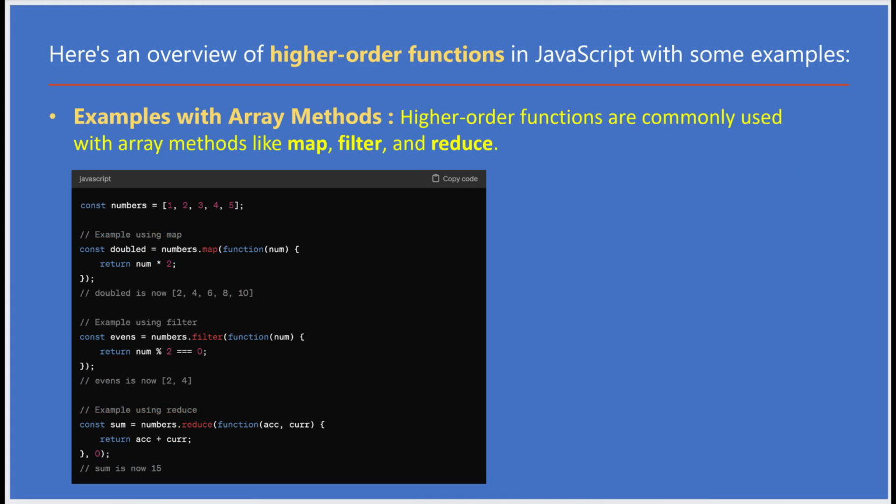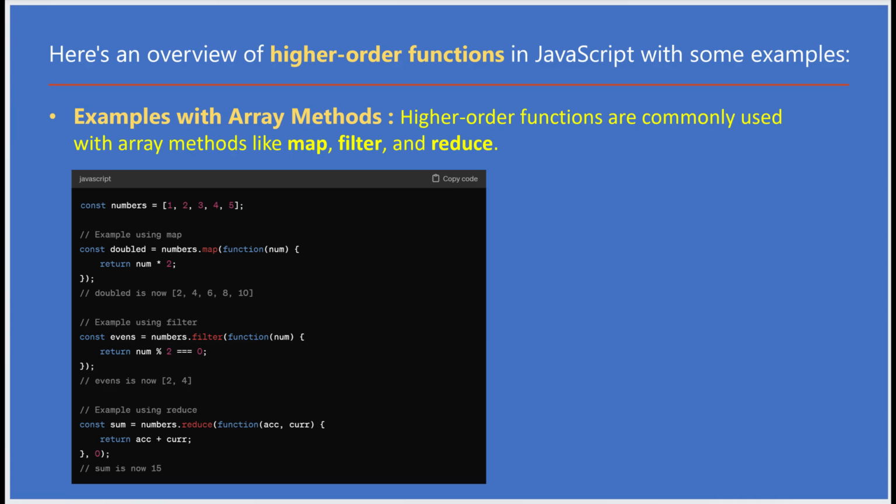Next, let's delve into some practical examples of higher-order functions with array methods like map, filter, and reduce. Consider an array of numbers. The map method is used to create a new array, doubled, where each number is doubled. The filter method, on the other hand, is used to create a new array, evens, consisting only of even numbers. Lastly, the reduce method is used to calculate the sum of all numbers in the array stored in the variable sum.